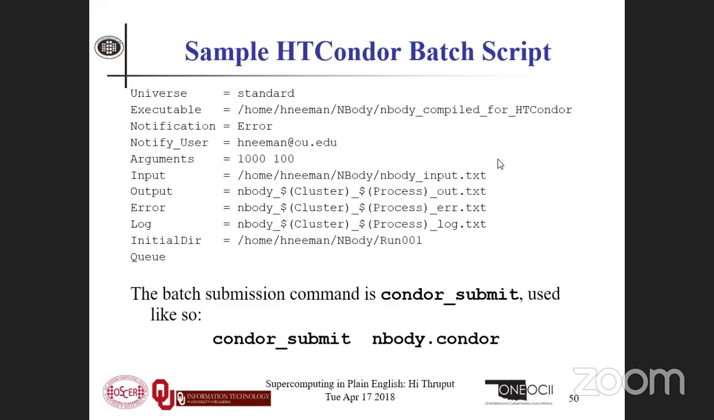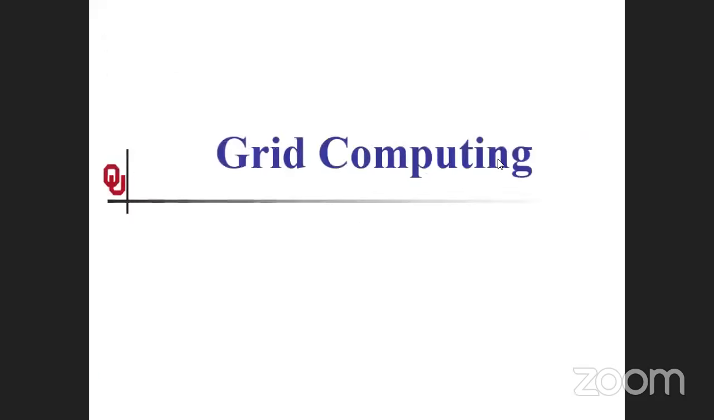And a log file that'll tell me what happened. And then the directory that I'm going to start the run in, and then this Q thing means go. And then I use this command condor_submit, and give it the batch script, and magic happens later. I don't know when or where, but eventually I'll get some information back.